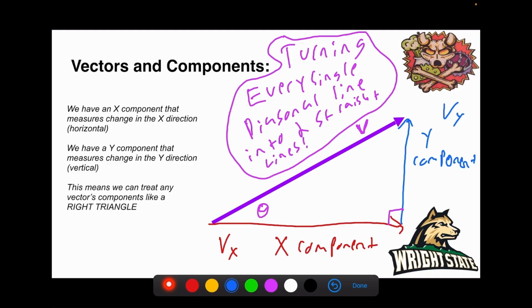So basically, whenever we see a diagonal line, we kill it on sight by using trigonometry to turn it into two straight lines, and then we can use those two straight lines, like a right triangle, to determine what's happening in just the x direction and what's happening in just the y direction. By splitting those two things up, we can make doing the math a lot easier. So we take all our diagonals, turn them into x and y components, do all the math for the x and all the math for the y separately, and that makes things a lot easier. Okay, so how do we do this?